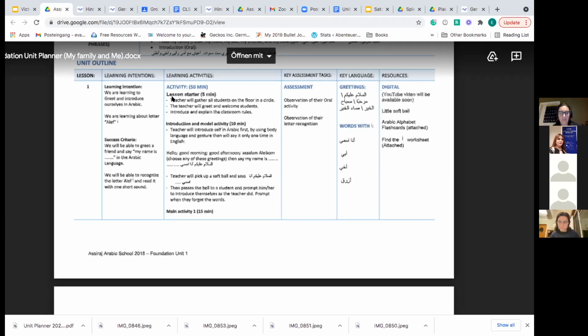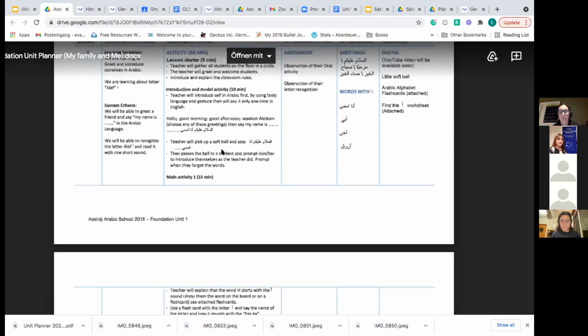In here, you can see there's a lesson starter, and then there's the introduction and the model activity. That means the teacher is explicitly showing the students what they need to learn, what they need to do, and models the language. For example, the teacher is greeting the students and shows them how to do that in the target language.